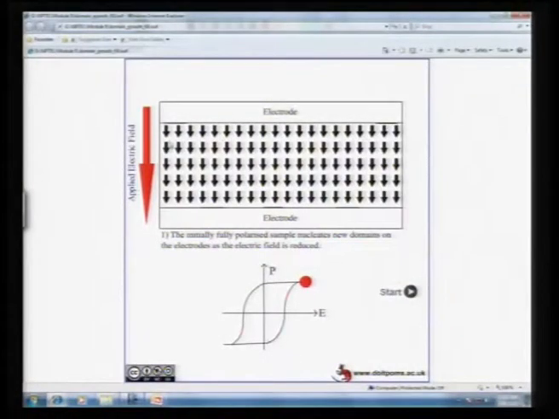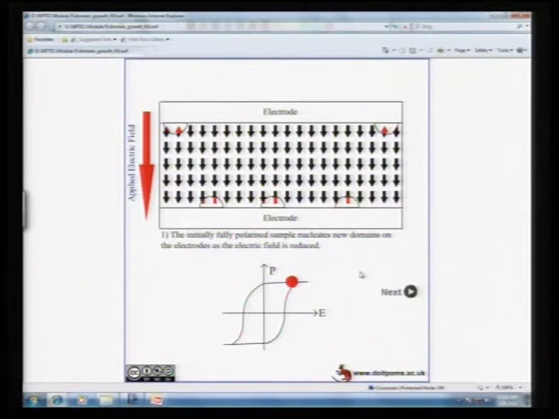So, essentially what you have is a material here which we start at this point, which is fully polarized, and this sample is sandwiched between two electrodes which facilitate the application of electric field. Now, the electric field direction is shown by this red arrow. Now, we start the animation. So, we go from this state to another state, and if you look at this red ball, it is moving towards the left, which means we are decreasing the strength of the applied electric field.